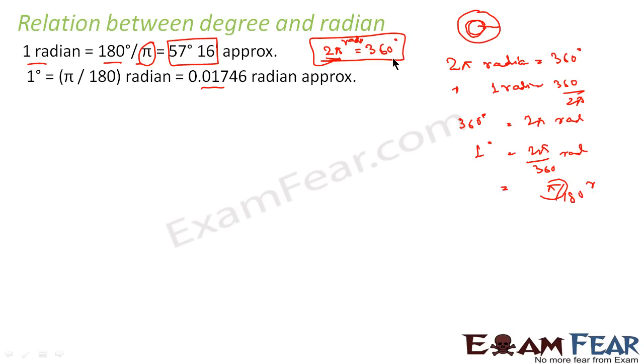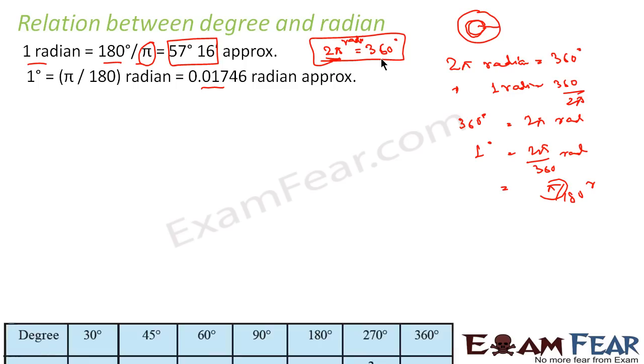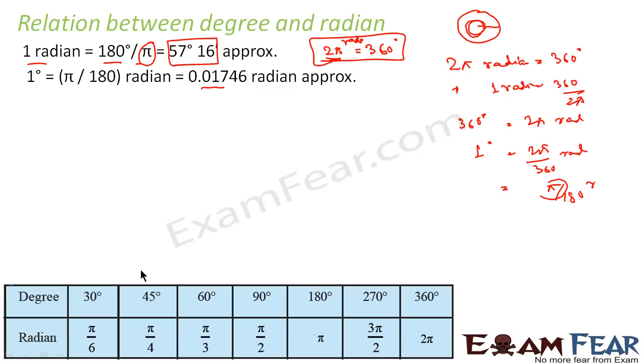So if you know radian, you find degree. If you know degree, you find radian. So we have some conversions here. 30 degree is equal to pi by 6, 45 degree is equal to pi by 4, 60 degree is equal to pi by 3, 90 degree is equal to pi by 2, 180 degree is equal to pi, 270 is 3 pi by 2, and 360 degree is equal to 2 pi. Please remember this, because we will be using this very often.